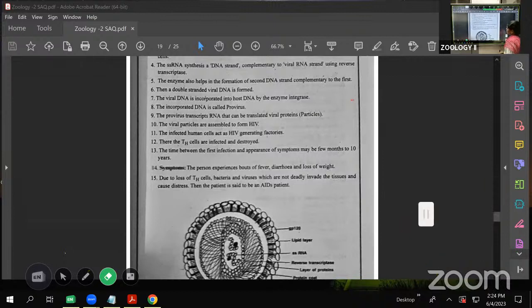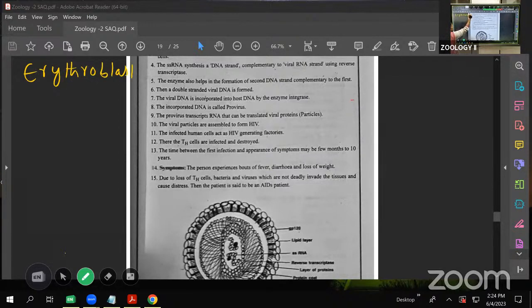Next one is erythroblastosis fetalis. Next one, in the genetics. The next question is erythroblastosis fetalis. Here, the erythroblasts in the fetus are destroyed. That we call erythroblastosis fetalis.